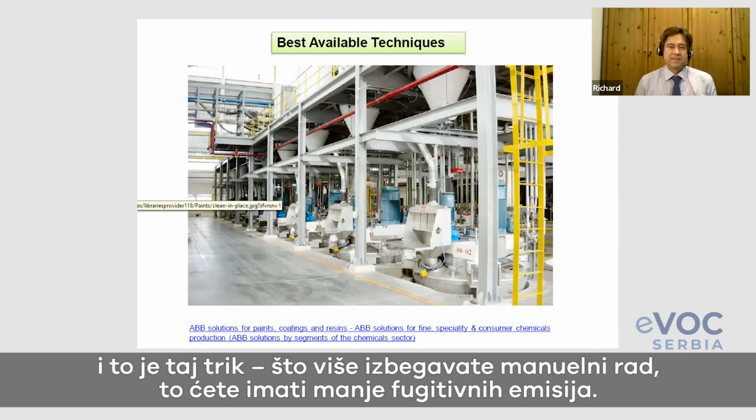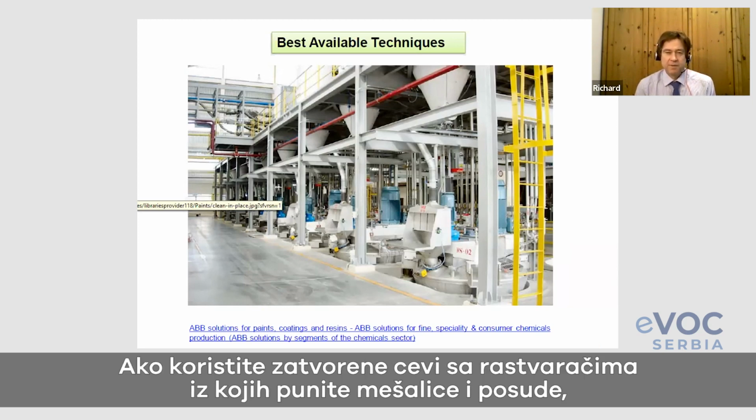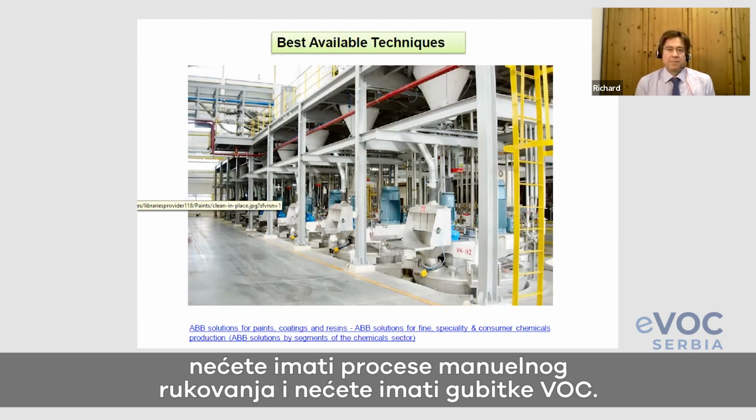And that, I think, is the trick. As much as you can avoid doing manually, as less fugitive emissions you will have. In other words, if you have closed tubes with solvents where you fill your mixers and dispensers and so on, then you have no manual handling processes, and you have no VOC losses.